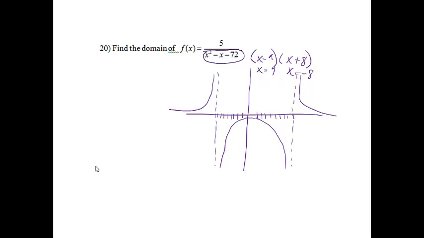So my domain is going to be anything between negative infinity until I get to negative 8, and then negative 8 to 9, and then 9 to infinity. One thing that I want to be careful of is I'm not going to use brackets in this case because x cannot equal 9 and it cannot equal negative 8.